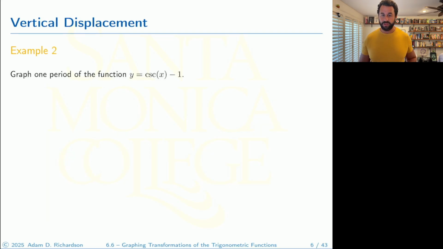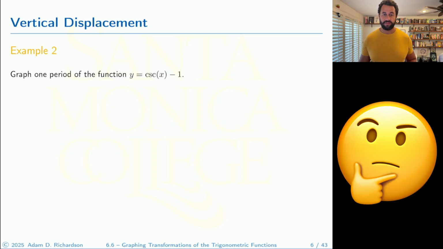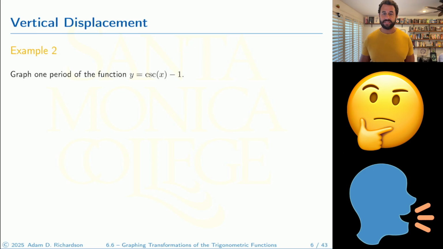Okay, maybe you can try this one. I want you to try to graph one period of the function y equals cosecant of x minus 1. All right, think about that for a minute. And now is the time to verbalize it, say something out loud. Anything to get the juices flowing, get your brain thinking. Maybe cosecant is the reciprocal of what function? Try to say that out loud.